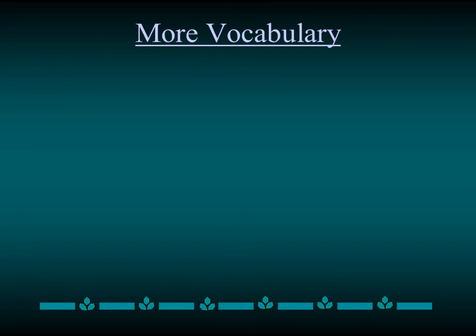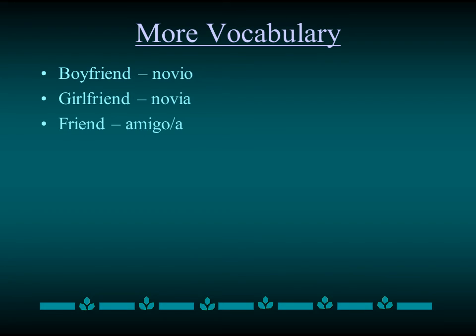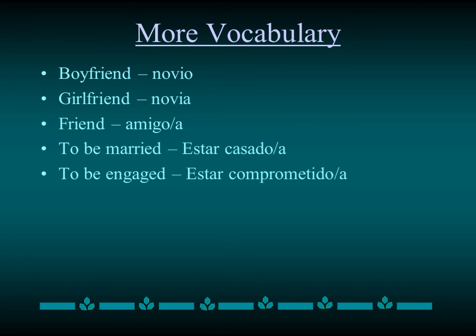Okay, we just got a little more vocab here. I'm just going to go through them in a list. So we've got boyfriend, girlfriend, novio, novia. A friend, hopefully you know that word, amigo, amiga, depending on if it's a boy or a girl. To be married, estar casado, or if it's a girl, estar casada. So mi madre está casada con mi padre. Mi padre está casado con mi madre. To be engaged, estar comprometido, comprometido or comprometida.